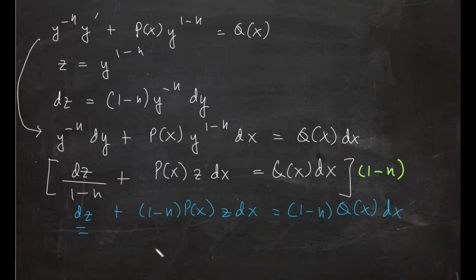Our integrating factor will now be e raised to the integral of 1 minus n times p of x dx. And you can just go ahead and proceed with the steps in solving a linear differential equation. But after the solution, we have to return the variable to y. So from z, you have to return to the variable y.